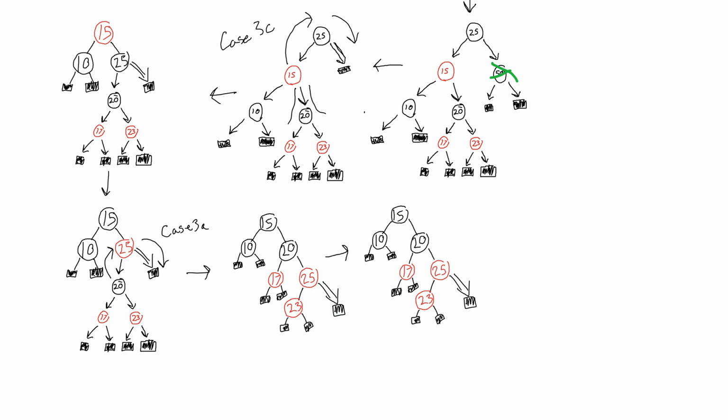Step 1 is to recolor the new parent, which is 20, the same color as the old parent. So that means 20 is going to become red. Then after that, we color the old parent and its new sibling black. So both of these guys, 17 and 25, will become black. And at this point, if we look at the tree, we've now fixed our double red child problem.